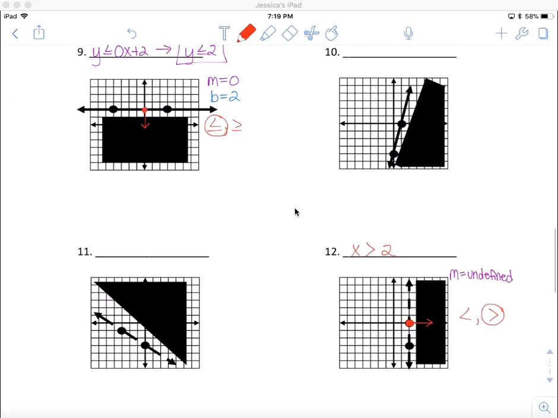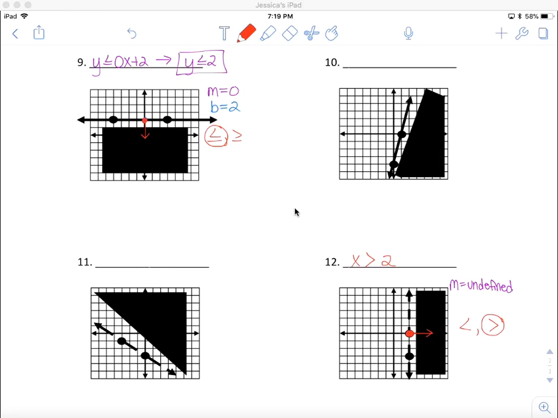At this point, I want you to pause the video, try 10 and 11, and then restart to check.